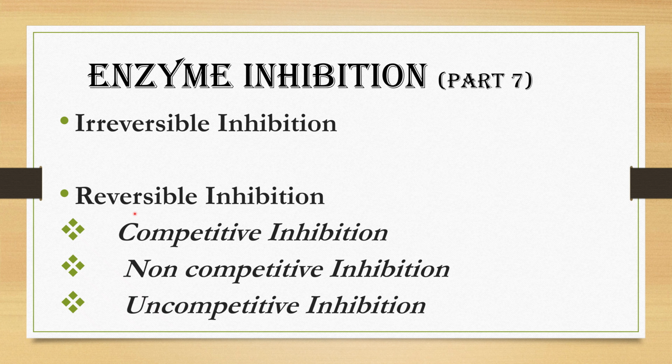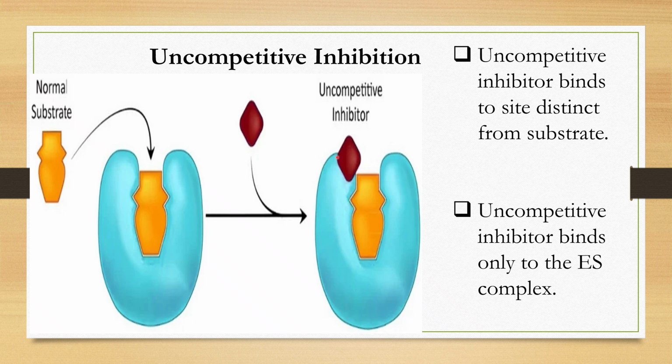Now let's understand what is happening during uncompetitive inhibition. The uncompetitive inhibitor binds to a site distinct from the active site, and it only binds to the enzyme-substrate complex. We saw that in non-competitive inhibition, the inhibitor binds to a free enzyme as well as to the enzyme-substrate complex. But the uncompetitive inhibitor binds only to the enzyme-substrate complex, at a site distinct from the active site.